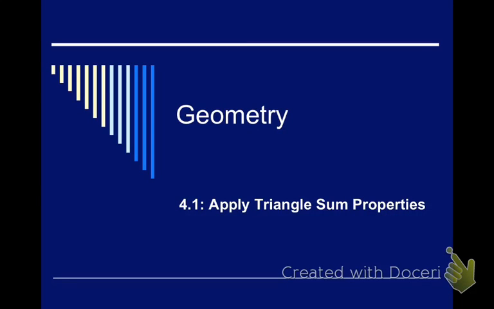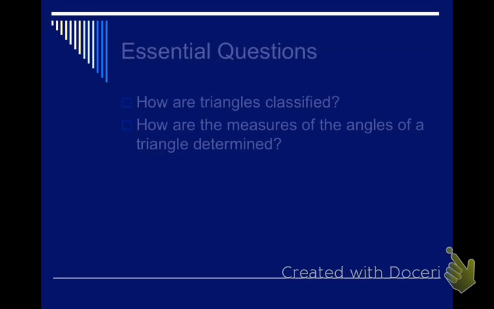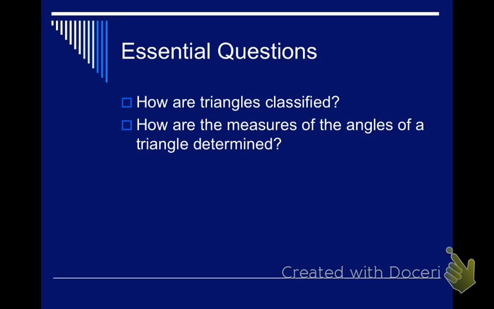Okay, we're going to apply triangle sum properties as part of section 4.1. We have two essential questions to try to answer. How are triangles classified, including side lengths and angle measurements? And how are the measures of the angles of a triangle determined?